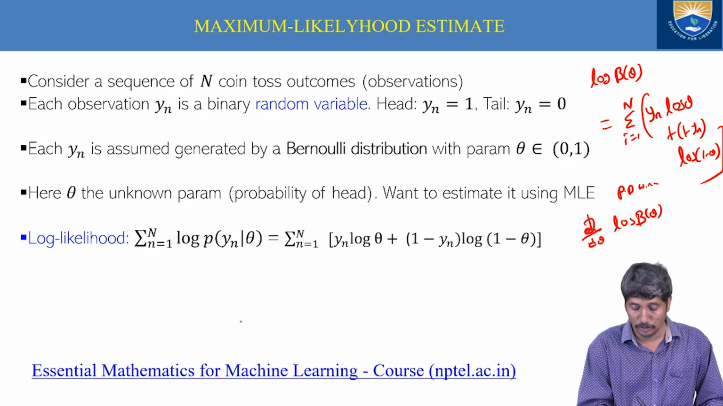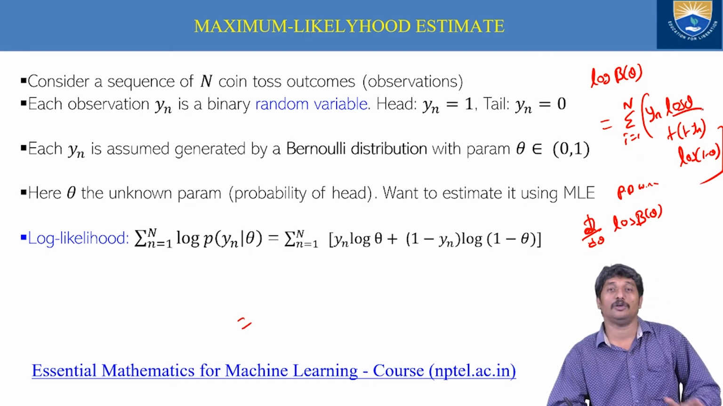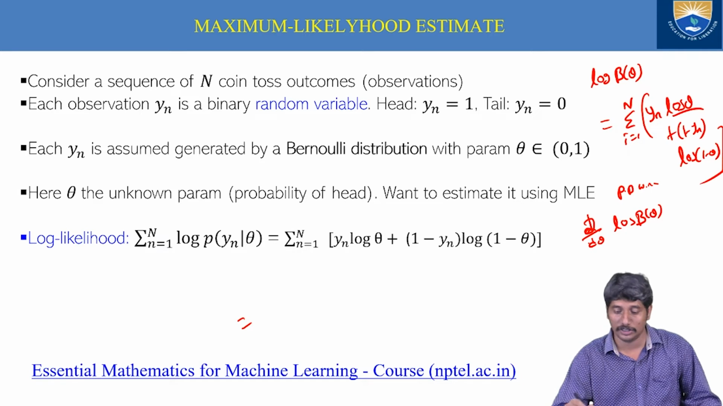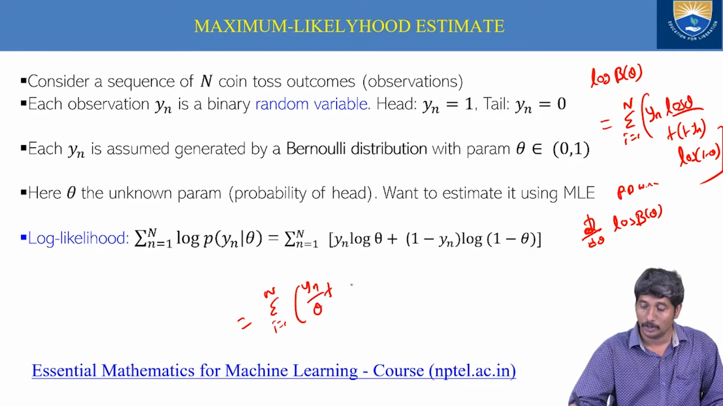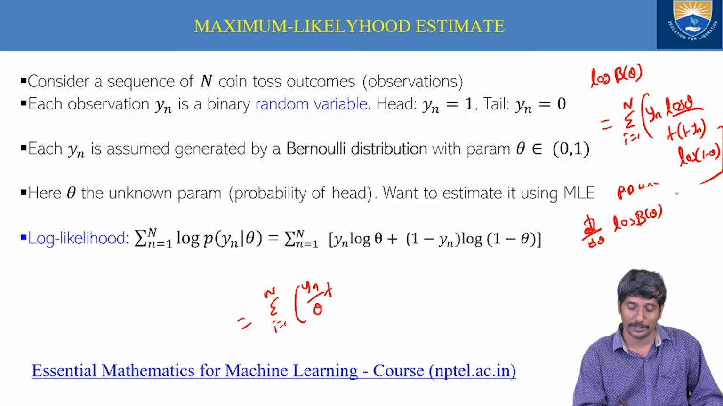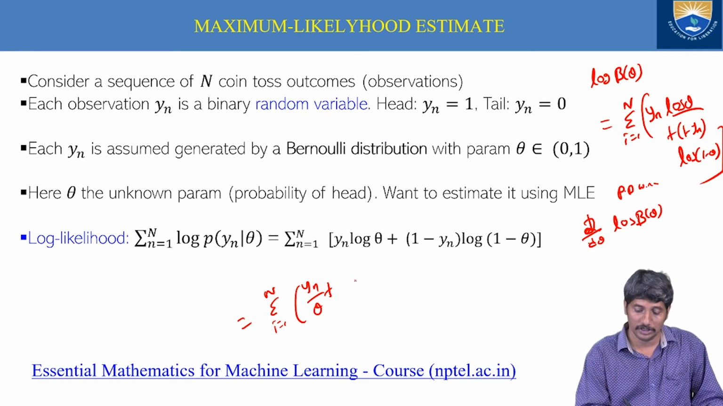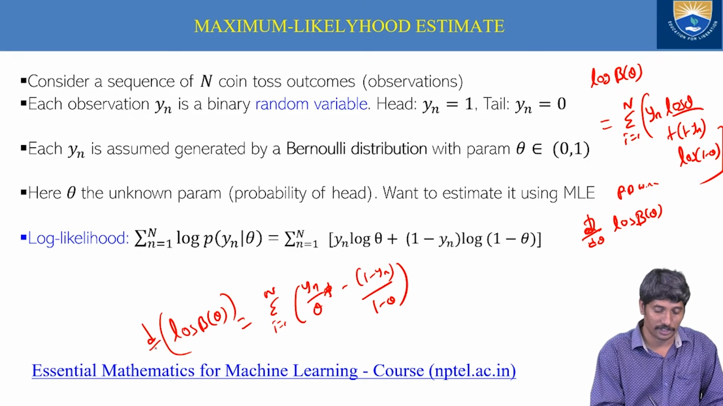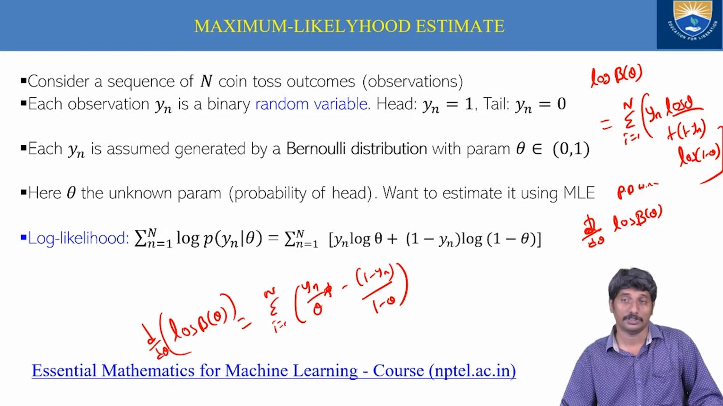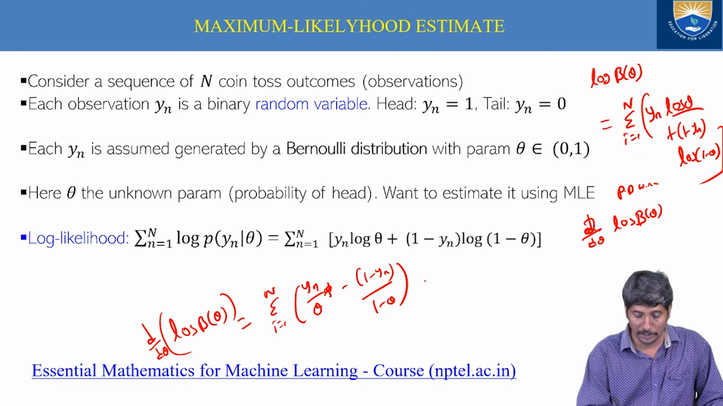See here, log theta. What is the derivative of log x? 1 by x. So the log theta derivative will be summation i equals 1 to n of yn by theta, plus, what is the log x derivative? 1 by x. So it would be minus 1 minus yn by 1 minus theta. This is our log b of theta after differentiation, that means after calculating the derivative with respect to theta. Now, equating it to 0.